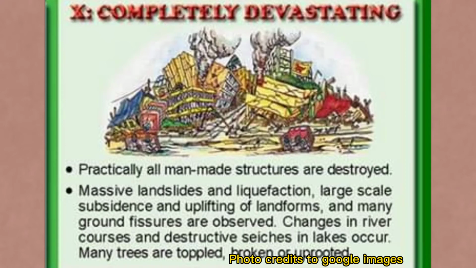Practically all man-made structures are destroyed. Massive landslide and liquefaction, large-scale subsidence and a flip of landforms, and many ground fissures are observed. Changes in river courses and destructive seiches in large lakes occur, and many trees are toppled, broken, and uprooted. Ito yung lindol na naiisip mo pa lang ay kikilabutan ka na sa takot.